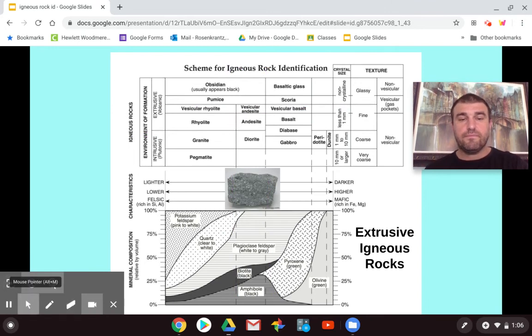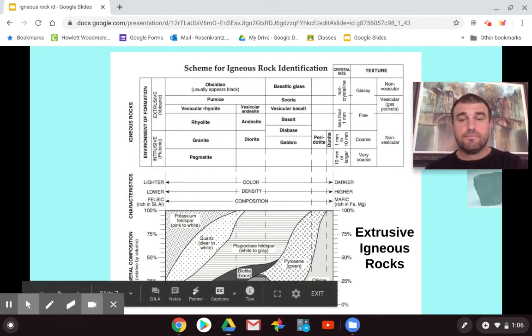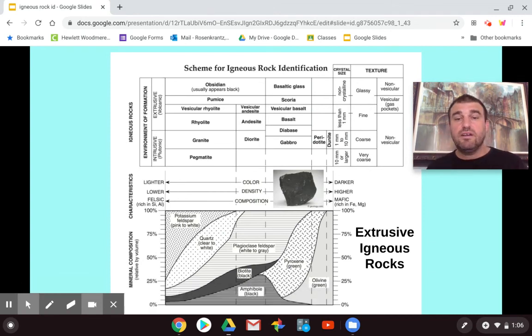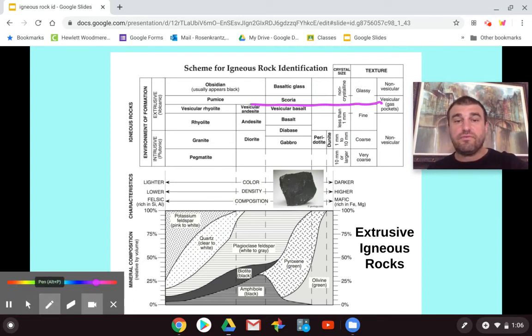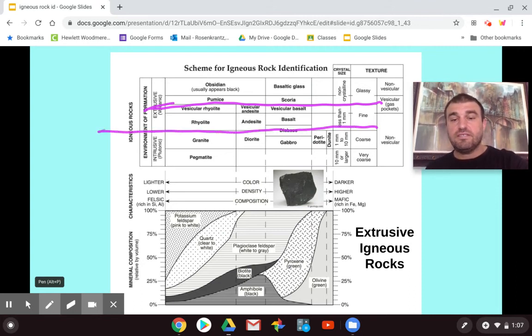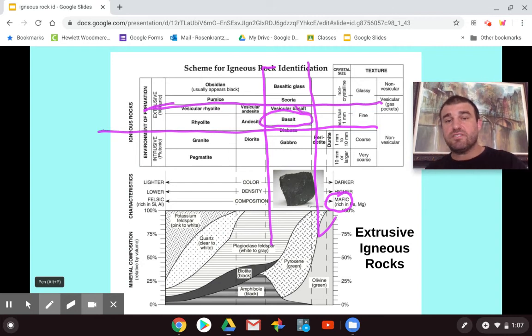Okay. Next up is this black kind of featureless rock. No gas pockets. It doesn't look like it has glass. So once again, this is fine. And since it's black, it's on the right, which makes it mafic. So it's one of these rocks on the right. That is fine. I don't see gas pockets, so it's not vesicular. So this is basalt. And this is the rock that makes up the seafloor.